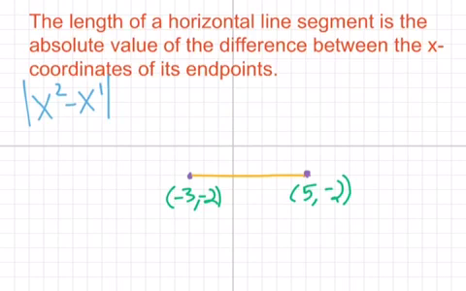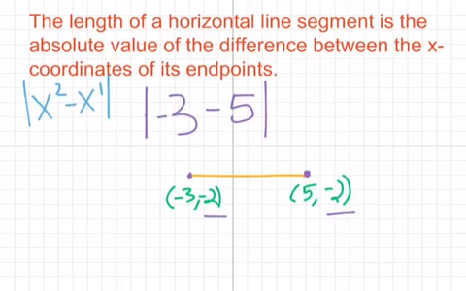Now let's go to a horizontal line. Again, if you notice, on a horizontal line, the y-coordinates will be the same. This one's negative 2. So we do x1 minus x2, so we're going to do negative 3 minus 5. That's going to be negative 8. The absolute value of negative 8 is going to be a positive 8.